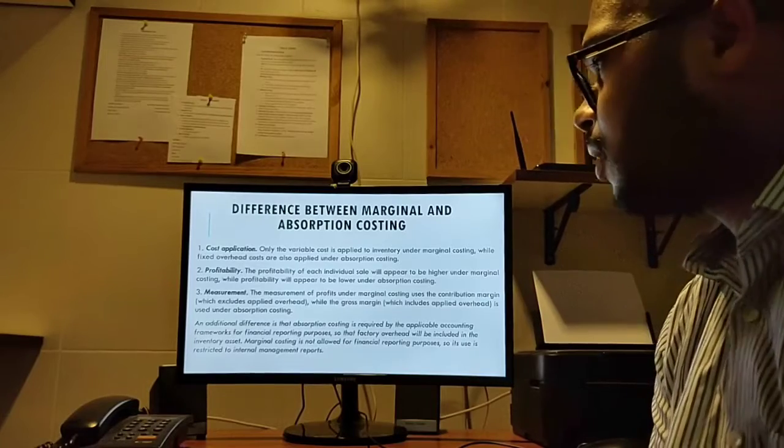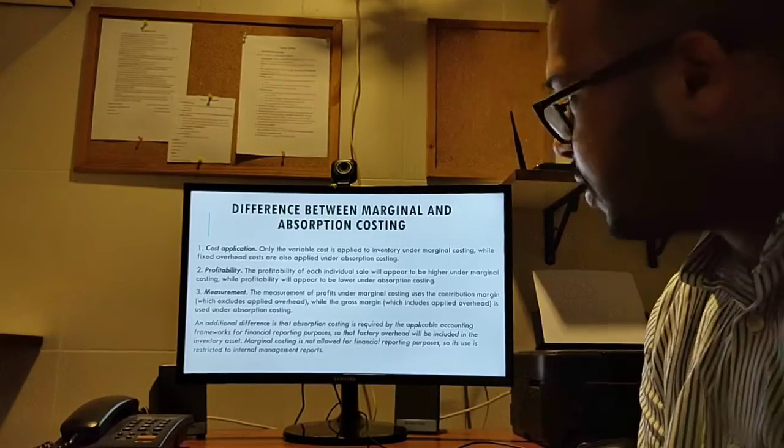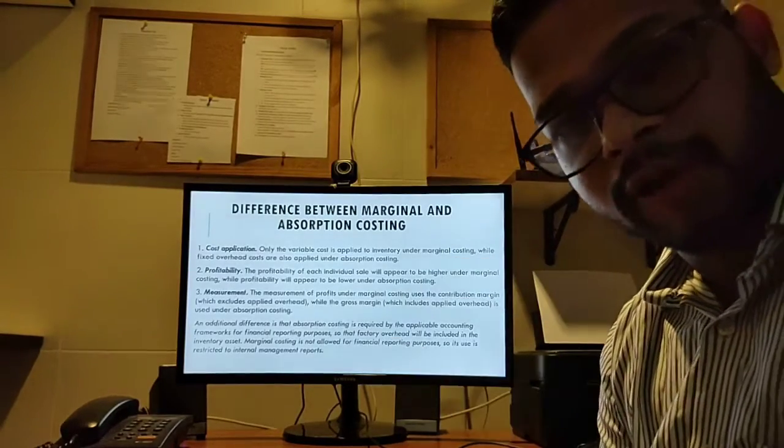Now let me explain why. The profitability of each sale is higher under marginal costing. Now why is that? It's higher because you're not including your fixed costs in your product.